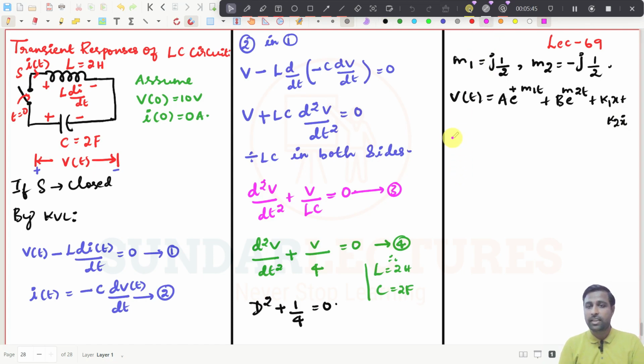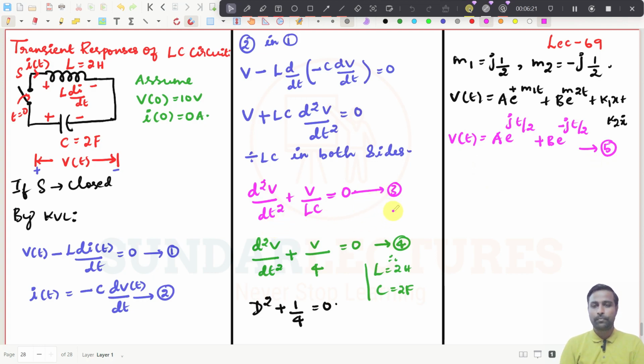So if I substitute in this expression, what will I get for v of t? v of t will be equal to a e power j t by 2. I have just substituted this value instead of m1, and then plus b e power m2, that is nothing but minus j t by 2. See what happens to k1 into x. What is x here? X is 0. There is no excitation function, so everything will become 0. So you don't need to put anything here. So this is the final expression for v of t.